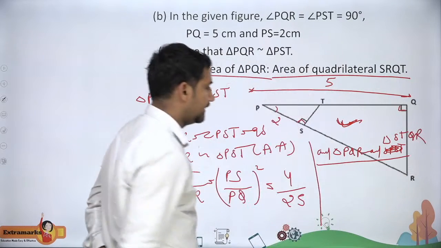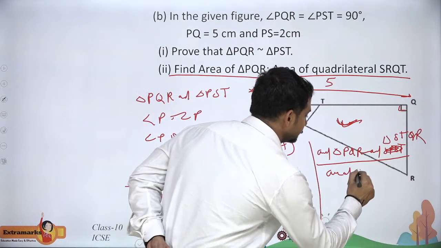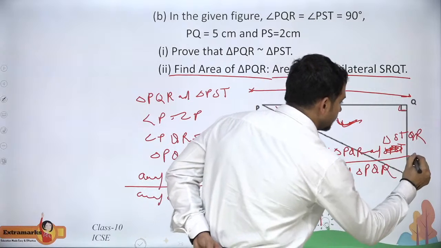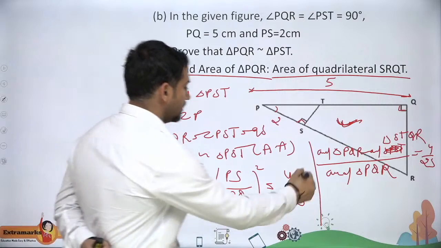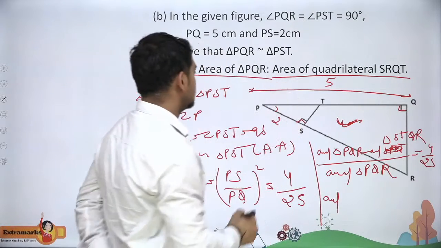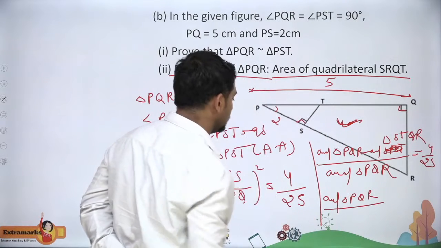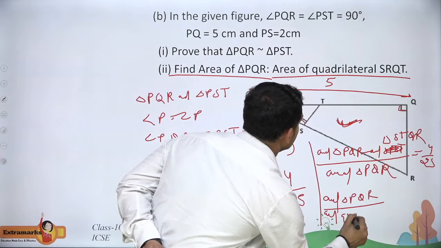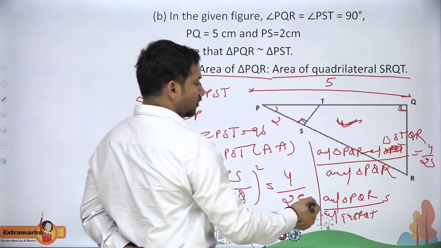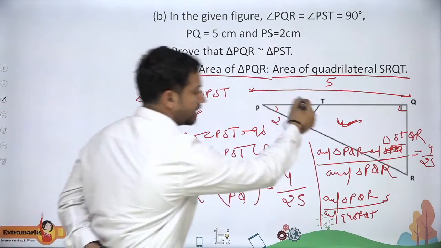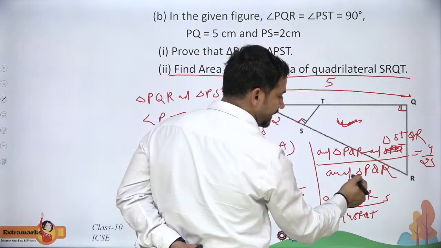We have to write area of quadrilateral STQR upon area of triangle PQR is equal to 4 upon 25. Then after that, you have to subtract and get the answer. Okay. Then after solving, what do you get? Area of triangle PQR upon area of quadrilateral SRQT is equal to, see, if we split this, then it is equal to 1. This is equal to STQR upon area of triangle PQR.